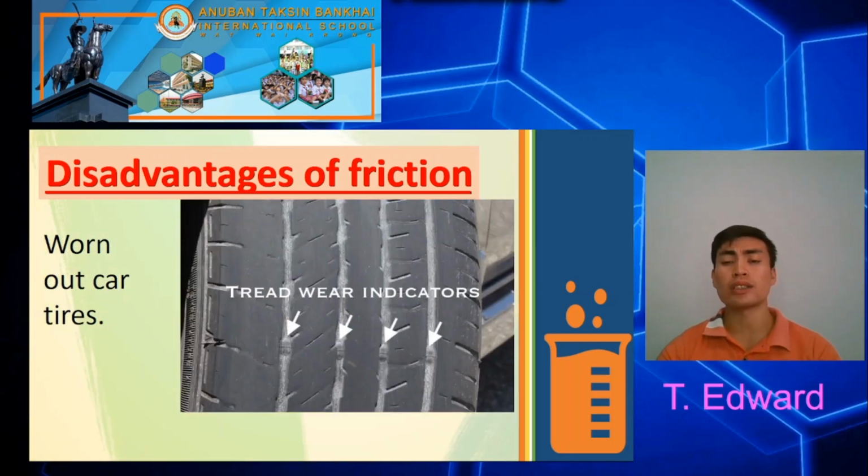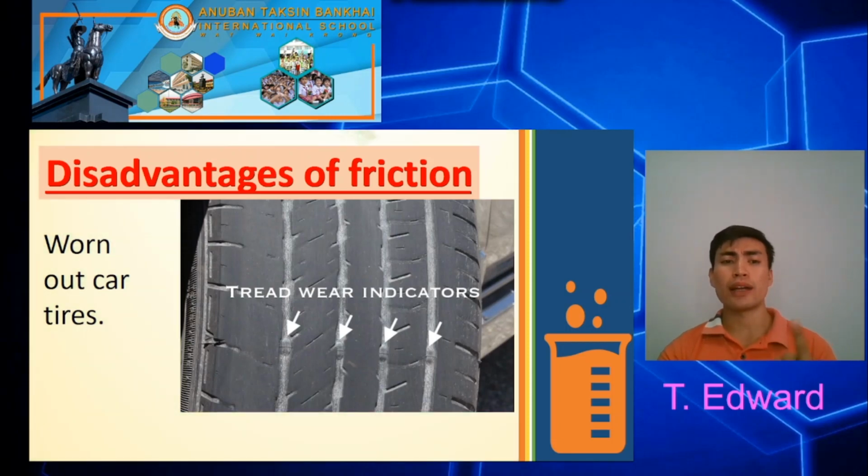Okay? The next disadvantage of friction is the car tires will be worn out. That's why you can ask your mother or father how many years a car tire will be replaced. Probably they will answer 2 years or 3 years, something like that. This is another disadvantage of friction.